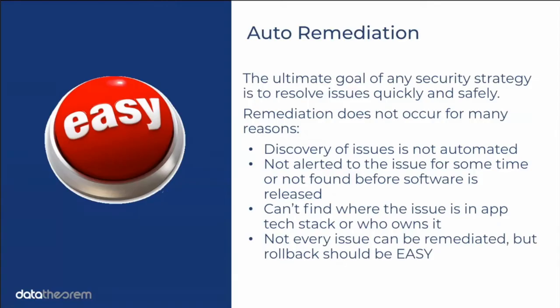The ultimate goal of any security strategy, again, is to resolve issues quickly and safely. So why aren't all companies doing this? Well, most companies are trying to do this, but are maybe missing a few things. They don't have the ability to find what's wrong, who has access, and no alerts were set up. There's just not enough urgency. Another key point is that this should be easy to implement and also easy to roll back. Not all issues can be auto-remediated. And if it has been done in the wrong situation, it should be just as easy to go ahead and roll back so that you can address the issue properly.